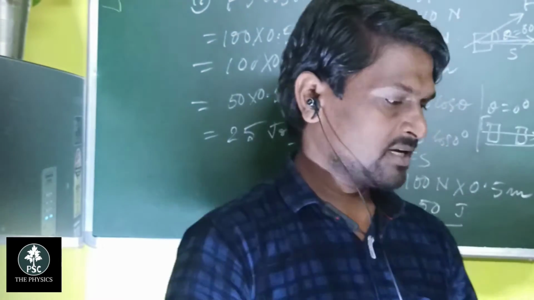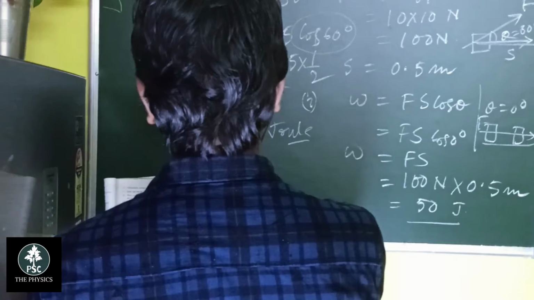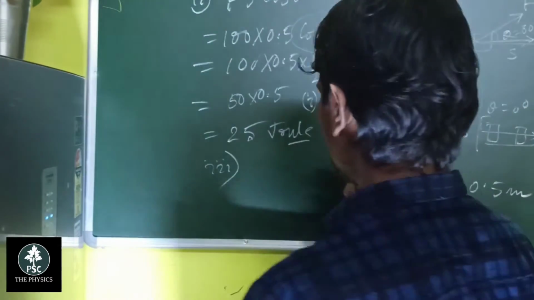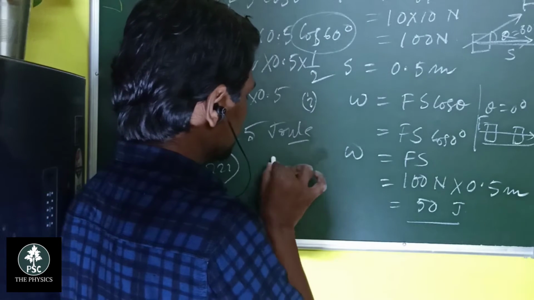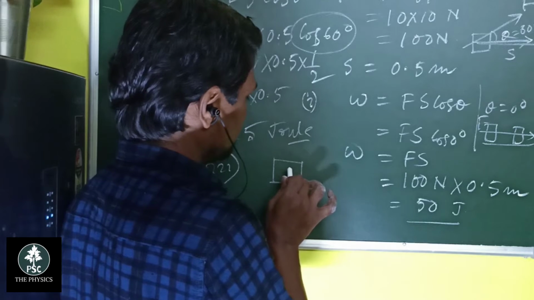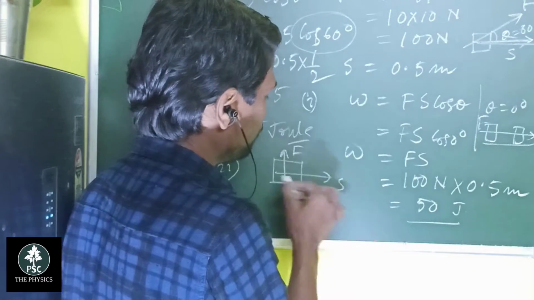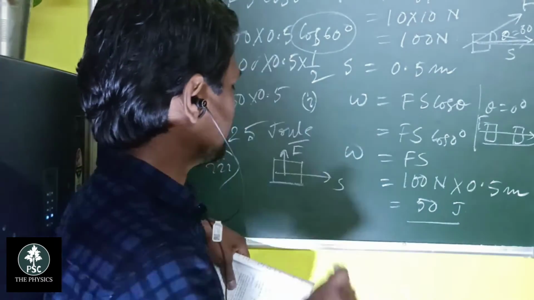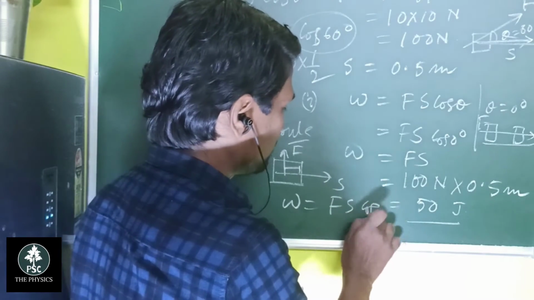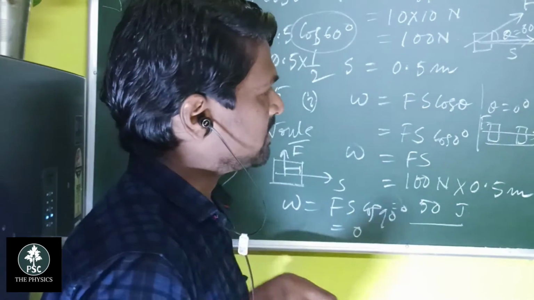But for the next one, for case number 3, normal to the force. So the displacement takes place if the force is given along this direction and the body moves along this direction. Then this is 90 degree and the work done is F s cos 90. So students, cos 90 equals 0. So the work done is 0 for the next one.